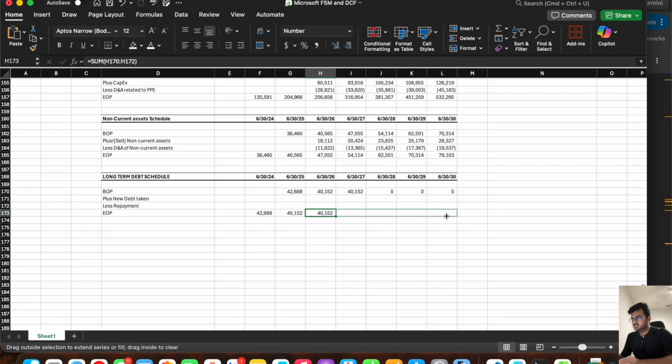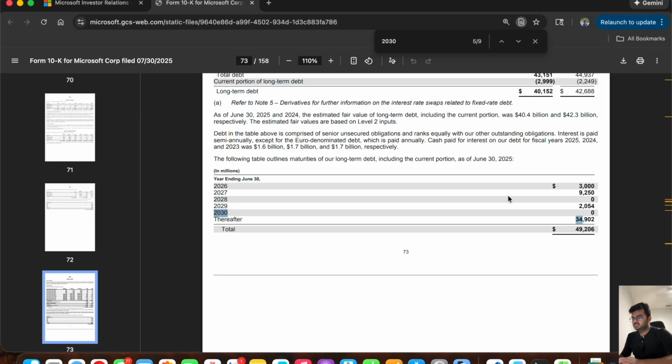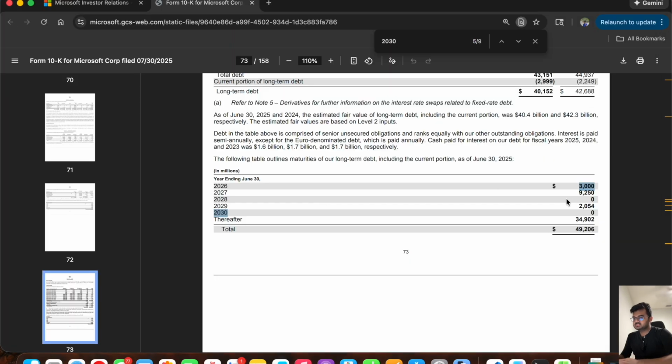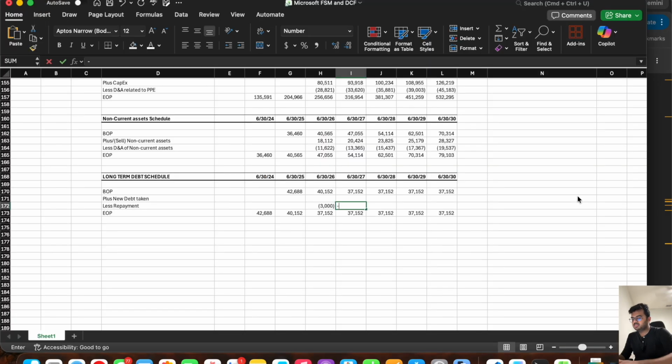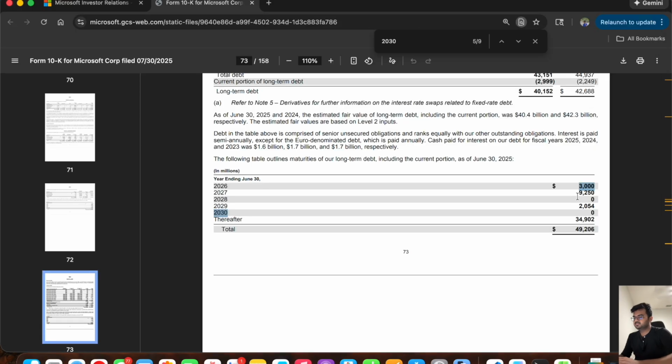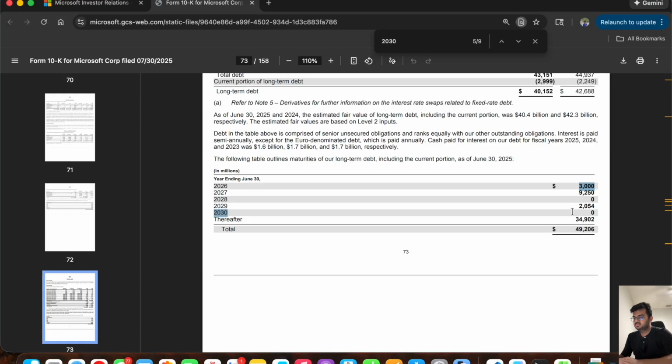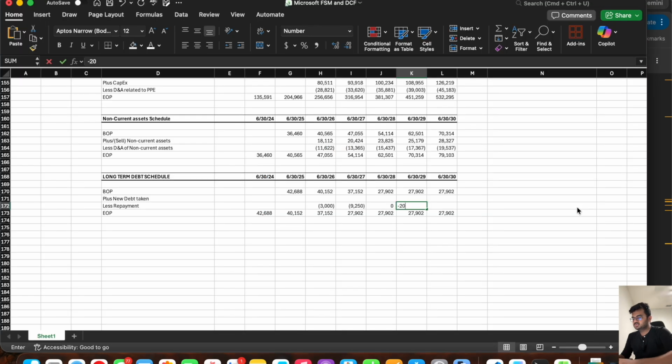That's it. So now in this schedule, Microsoft has mentioned they need to pay $3 billion in the year 2026 as a debt repayment. That is nothing but this number, $3,000 they are going to pay. In the next year, they are going to pay $9.25 billion, 9250. Next year, they don't have any schedule as of now. In the next year, it is 2054. Next year, 0.